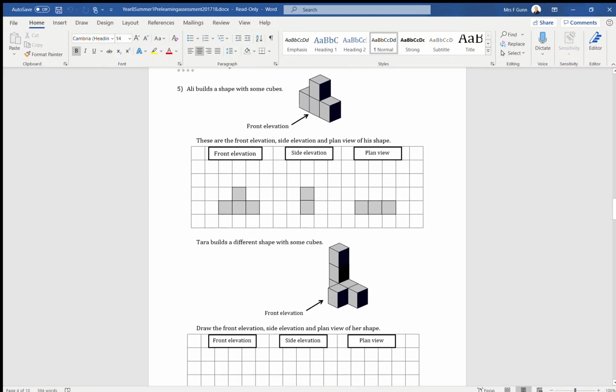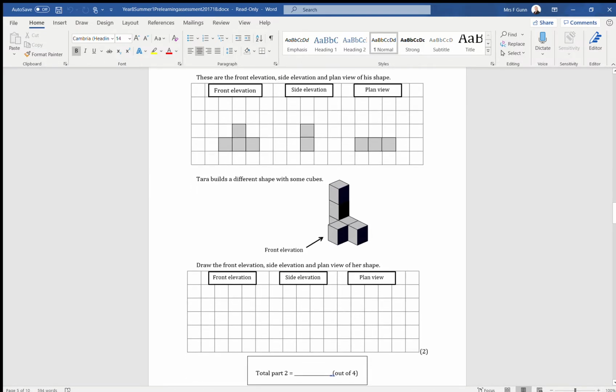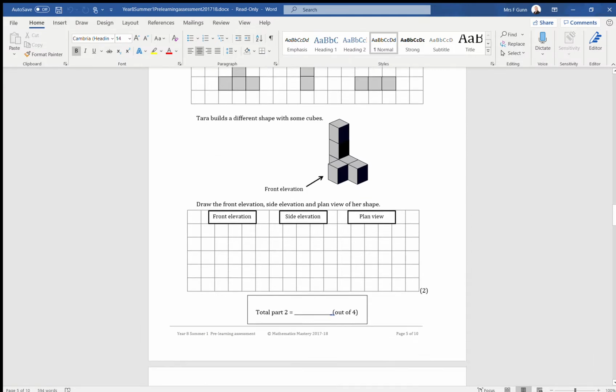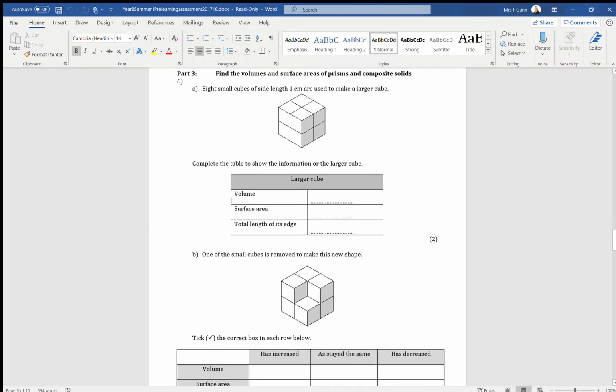Did you do that one as well? I think you did that one as well, the elevations. So what you didn't do is volumes and surface areas of prisms and composite shapes, etc. So 8 small cubes of side length 1 centimetre are used to make a larger cube. So here, complete the table.